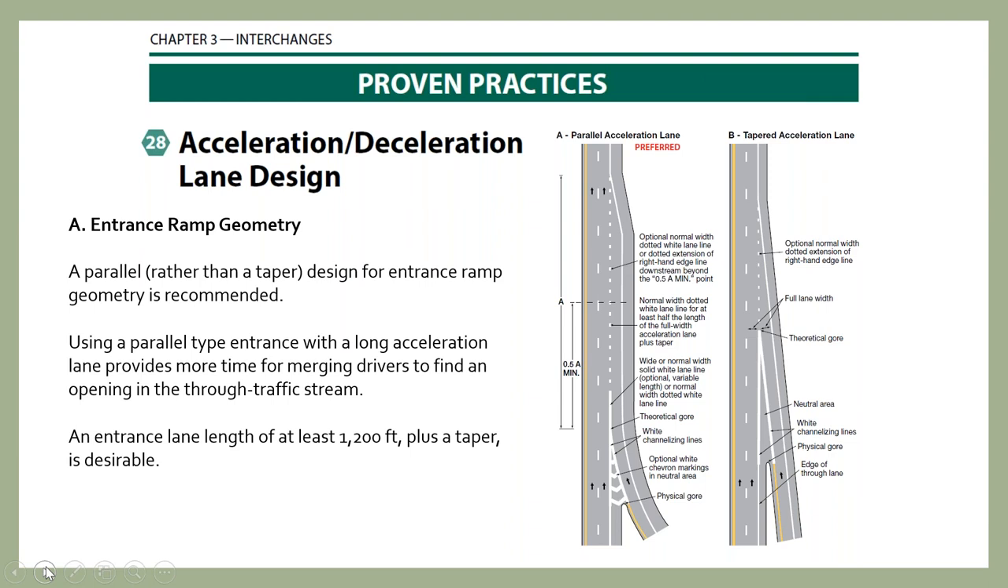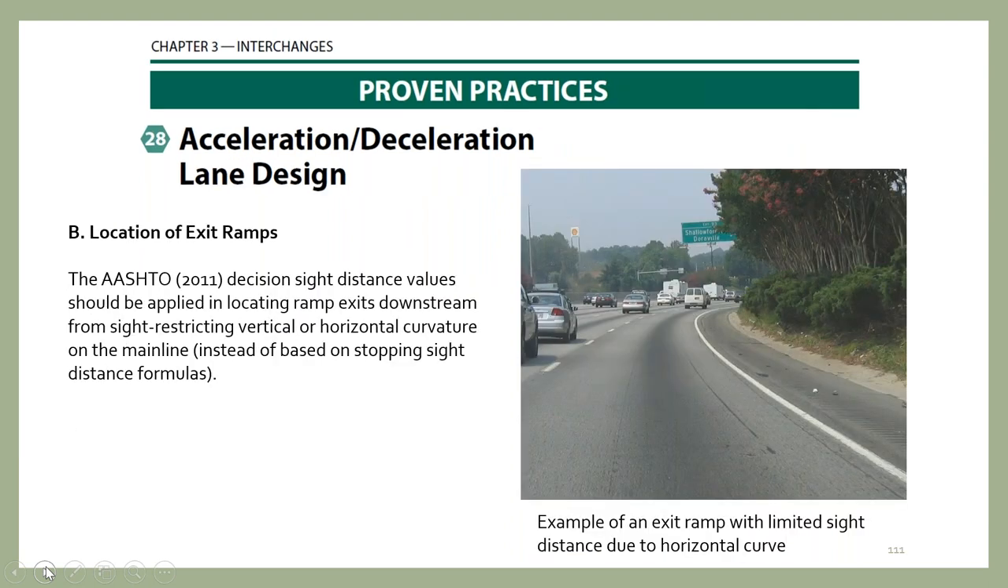Now, sometimes a tapered design can be altered slightly to kind of mimic a parallel acceleration lane, especially if it's a long taper. So as a minimum, it's suggested to at least have a longer taper style entrance, but the full recommendation is a parallel style with an adequate gap acceptance length. So an entrance lane length of 1200 feet, and then the taper at the end of that is generally preferred. And it really comes down to the ability to use side view mirrors when someone cannot effectively turn their neck to help them judge for that gap in traffic.